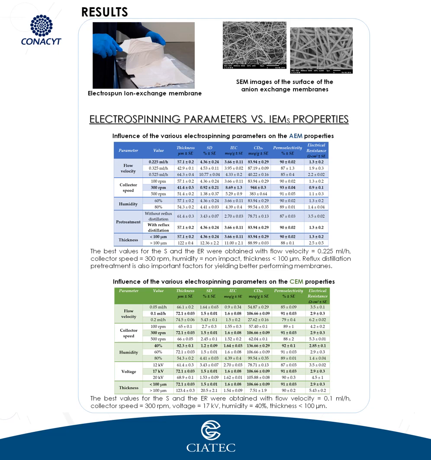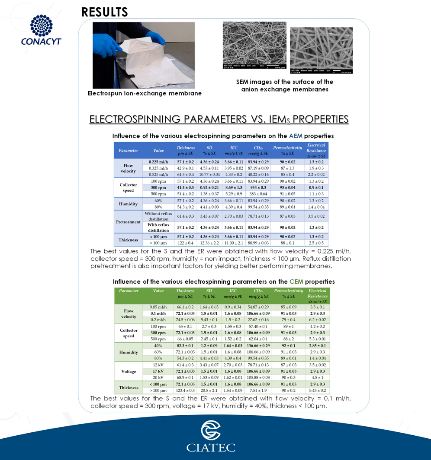Specifically for anion exchange membrane, the best value for the permselectivity and the electrical resistance were obtained with flow velocity of 0.225 ml/h, collector speed of 300 rpm, thickness below 100 microns. Reflow distillation pretreatment is also an important factor for yielding better performing membranes.